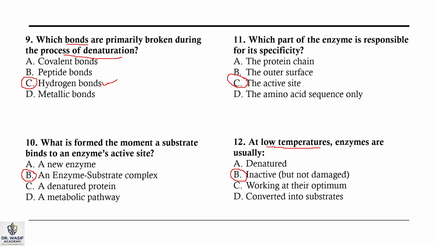However, the cold does not break any chemical bond, so the enzyme's three-dimensional shape remains perfectly intact. Okay, this is the difference between high temperature effect and low temperature effect. At high temperature, this 3D shape is damaged. Okay, it is broken. But at low temperature, there is no change in its 3D shape. It remains perfectly intact. So if you warm the system back up to its optimum temperature, the enzyme will start working perfectly again.